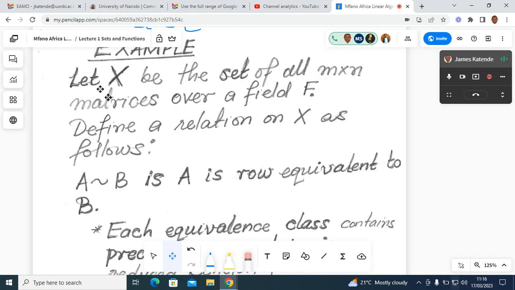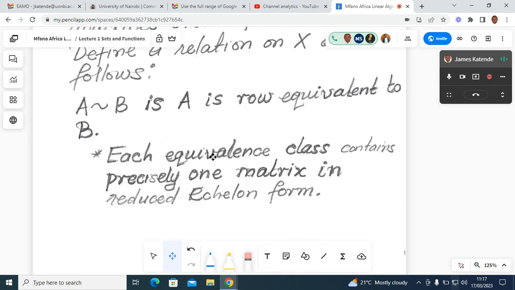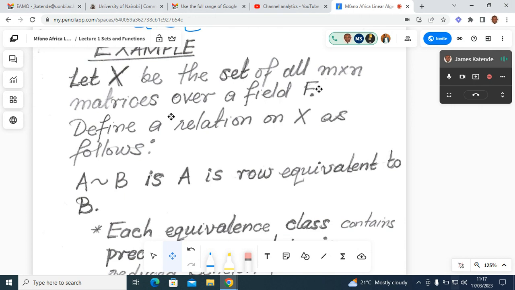So here is another example. Let X be the set of all m by n matrices over some field F. We can define a relation on this set by saying that A is related to B if A is row equivalent to B. We will see what this means later. This turns out to be an equivalence relation as well.